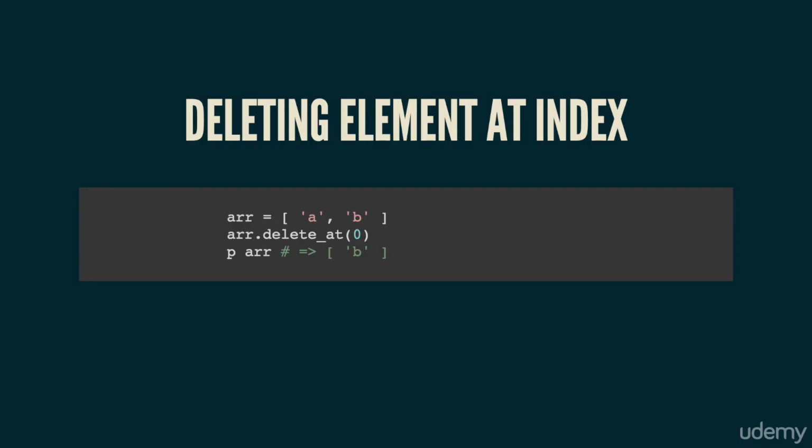But there are other ways to delete elements from an array. For example, we can delete an element at an index. So in this case, we want to delete the element that is at the 0th index. In other words, we're removing the element at the front of the array.